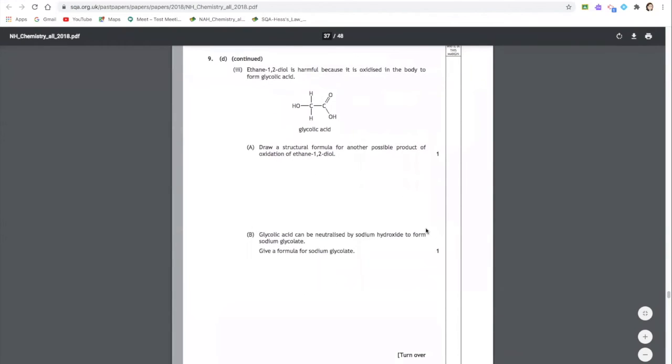Then part 3, ethane 1,2-diol is harmful because it is oxidised in the body to form glycolic acid. Draw a structural formula for another possible product of the oxidation of ethane 1,2-diol. So a primary alcohol, which is what ethane 1,2-diol is, because the hydroxyl groups are at the end, could also form a ketone. Not a ketone, sorry, an aldehyde. So you could draw this instead. Instead of having the carboxyl group at the end, here you'd have the carbonyl group instead.